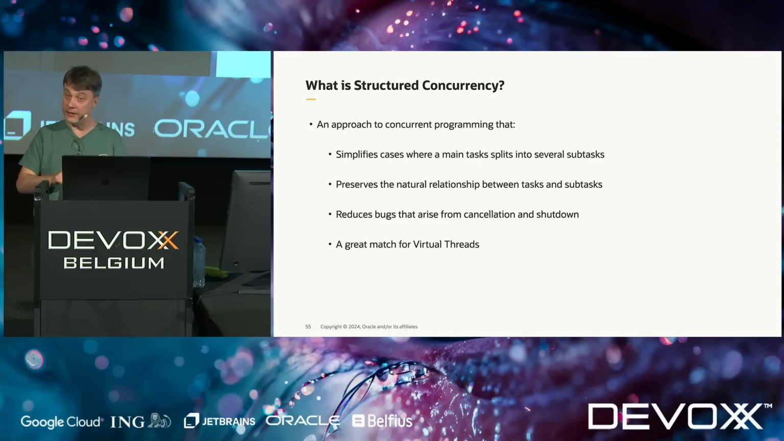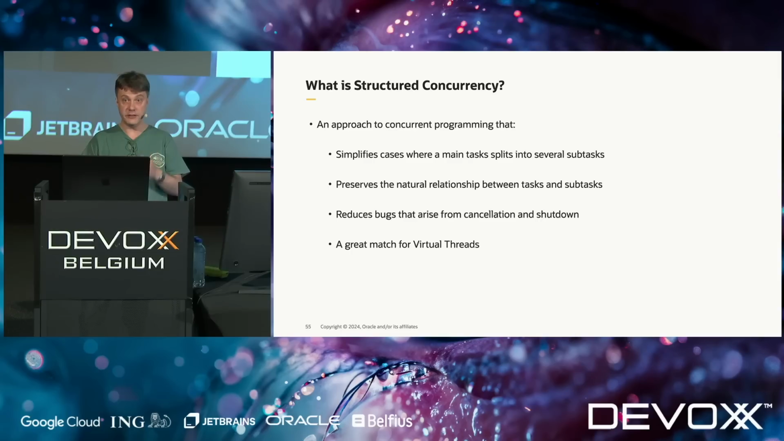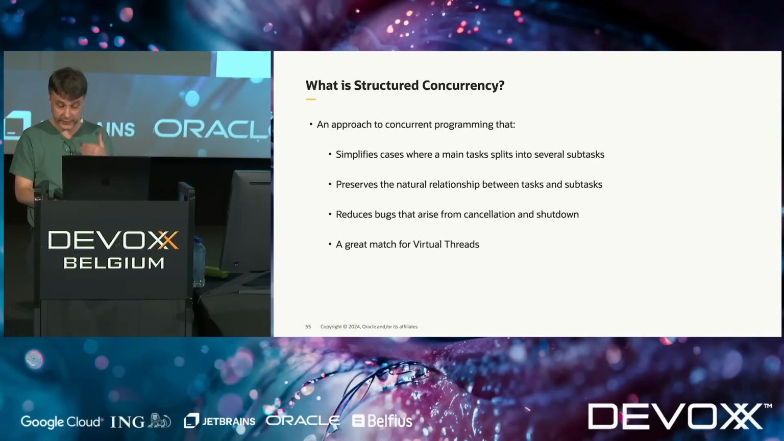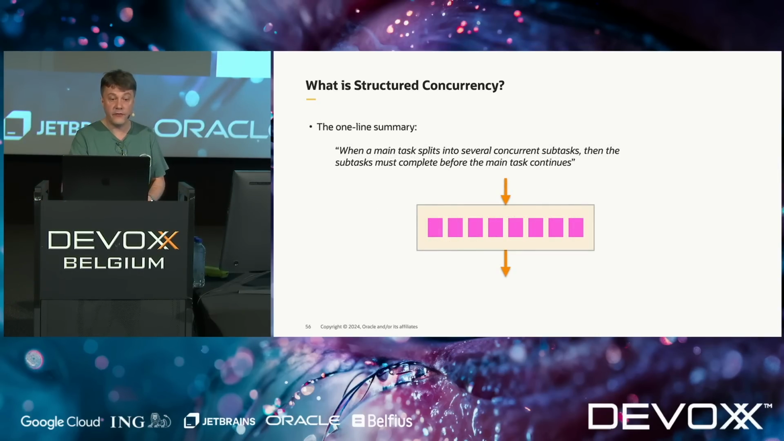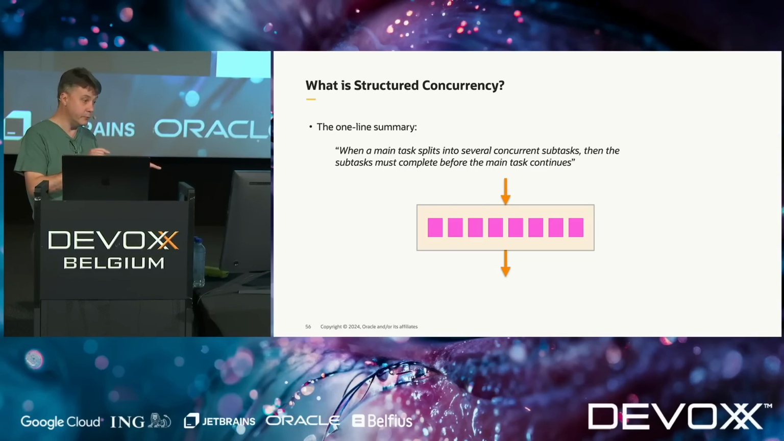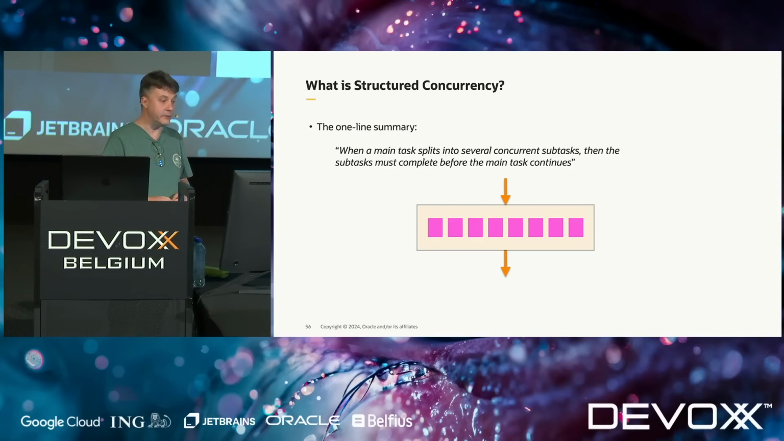And the interesting thing is, it turns out to be a wonderful match for virtual threads, because they're so cheap to create, to be able to actually decompose and create virtual threads to go and execute these tasks. So it actually works really, really well for examples like I'm showing you here. If I were to show structured concurrency in just one slide or one line, it would be like this. When a main task splits into several concurrent subtasks, then the subtasks must complete before the main task continues.